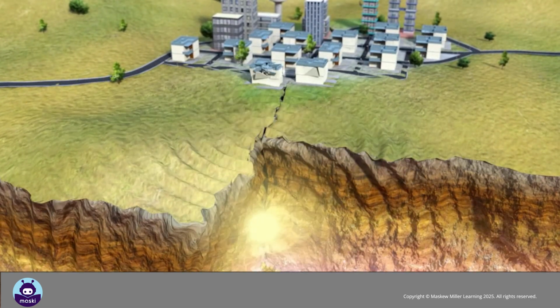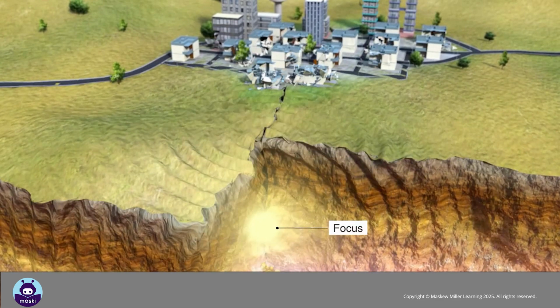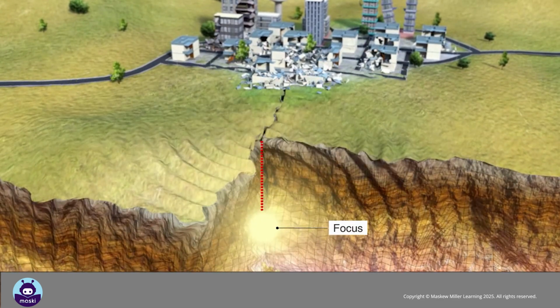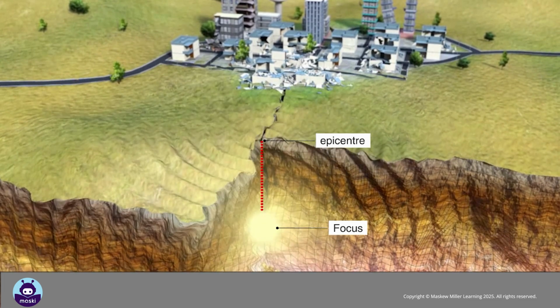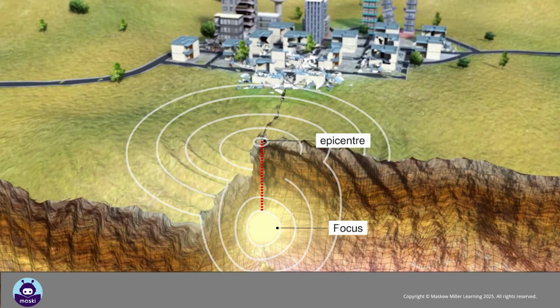The point under the ground where the pressure is released is called the focus. The point on the surface, directly above the focus, is called the epicenter. The earthquake is strongest at the epicenter. Secondary shock waves travel from the epicenter along the surface of the Earth.